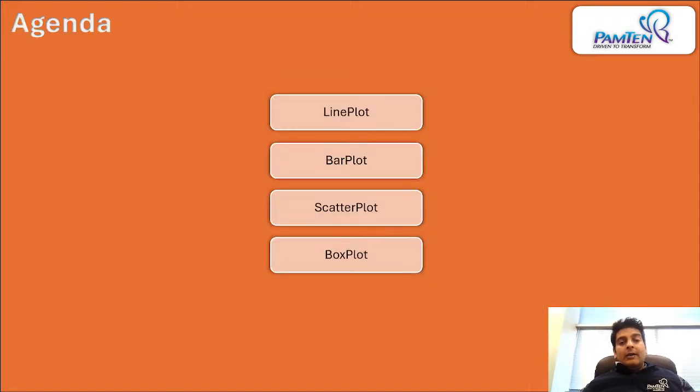So this is the agenda for today. With the help of this library called Seaborn, we'll be making all of these different types of charts. We'll start off with something called a line plot. Then going ahead, we'll work with bar plots. Following ahead, we'll make scatter plots, and finally, we'll work with box plots.